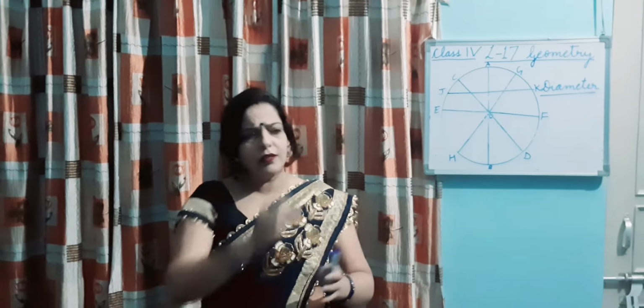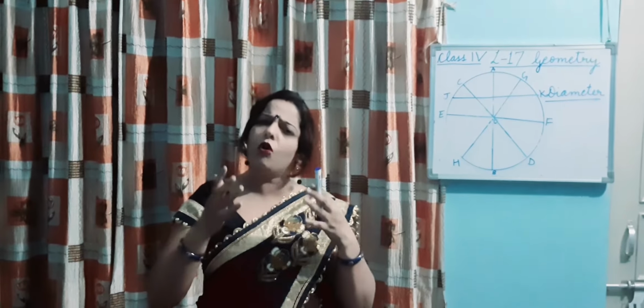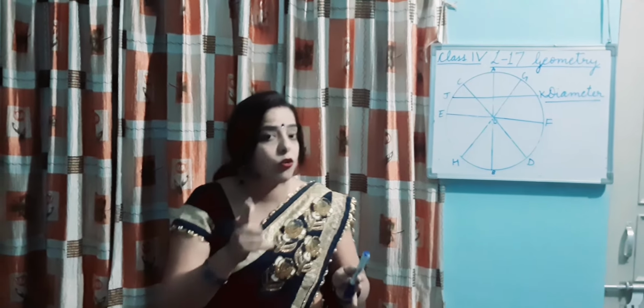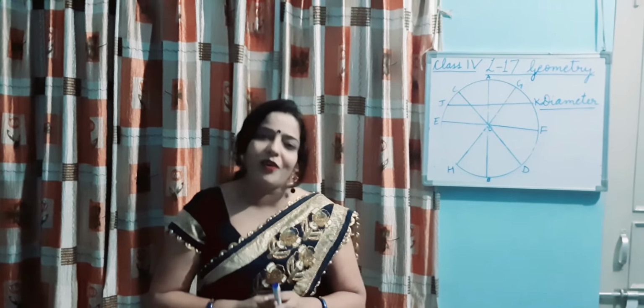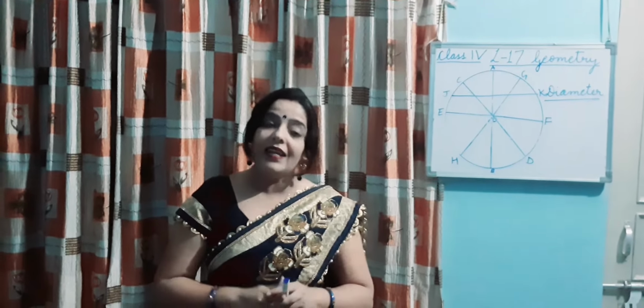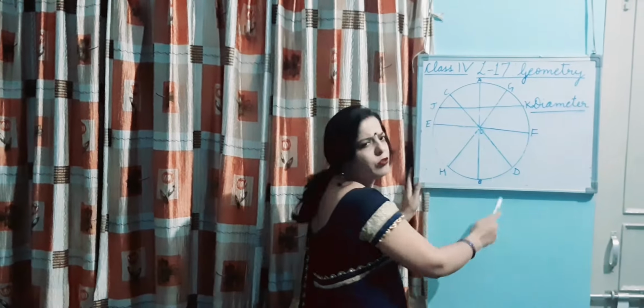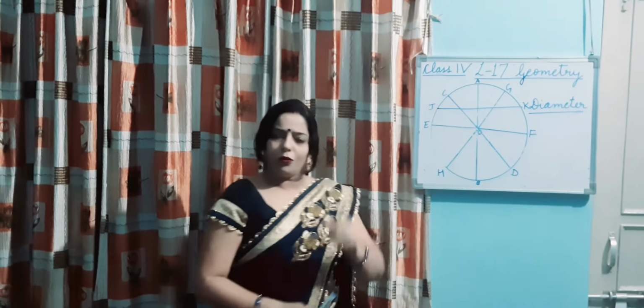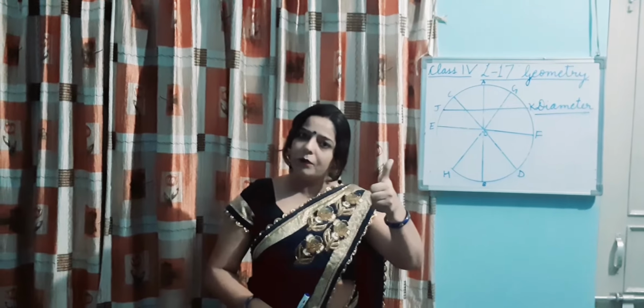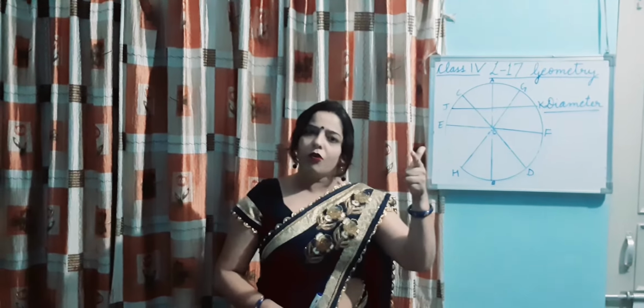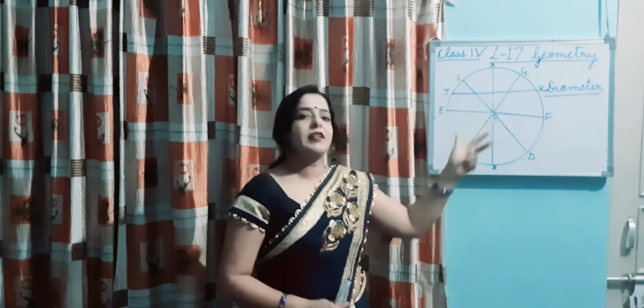In a circle you can draw many chords, as many chords as you want. And the longest chord, which is the longest chord? The longest chord is the diameter. And diameters are also unlimited in number. You can draw as many diameters as you want. Radii are also unlimited in number. Many chords you can draw. In the same way, as many diameters as you want, you can draw. And the diameter is the longest chord.